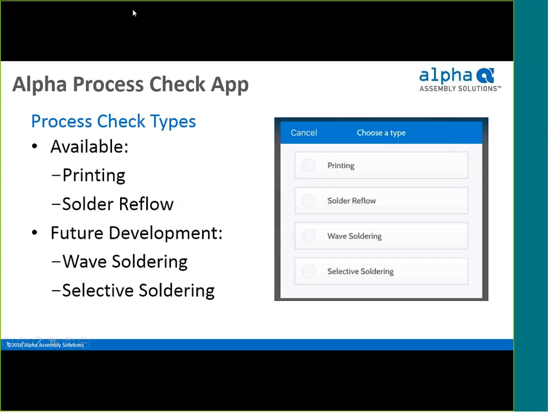All right, so there are really right now two different modules in this app. We have the printing and solder reflow modules completed and released, and they've been through beta. We have future plans to develop a wave solder and selective soldering complement to this app. However, they're a little bit more complicated than printing and reflow, so we put those off until we got the tools out into the field and into the hands of the CTS group worldwide.